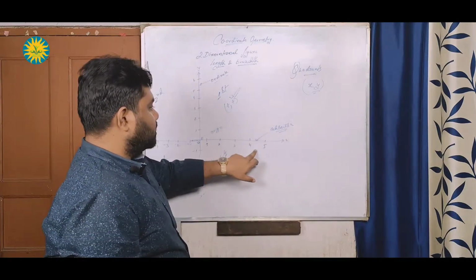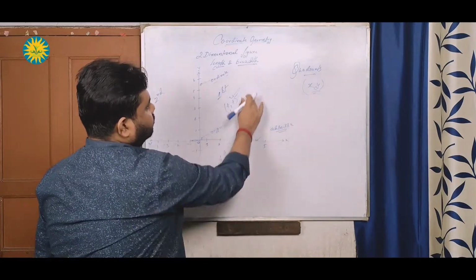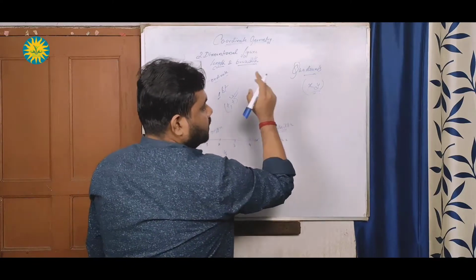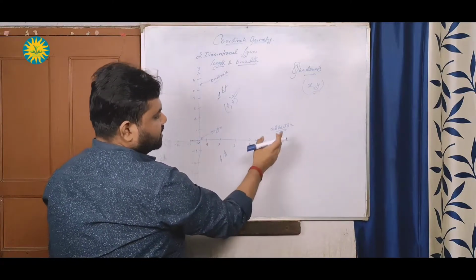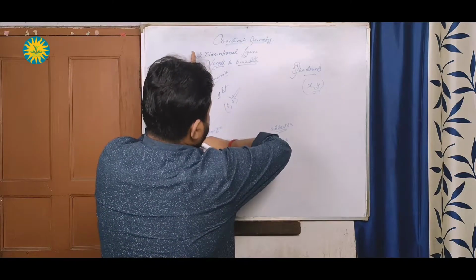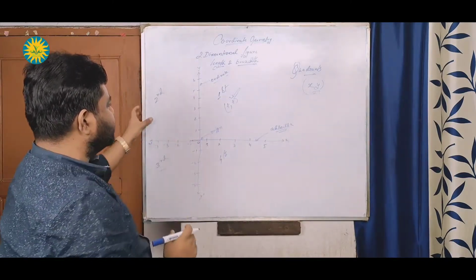See, this is the first quadrant. The first quadrant means the coordinate of the x-axis is positive, while the y-axis is also positive. This is the first quadrant. Now, we are moving towards our second quadrant.